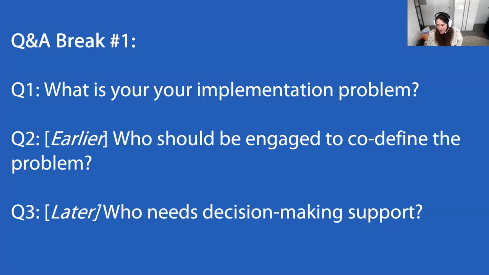We wanted to pause there, as we have considered 3 questions so far. What is your implementation problem that you might think this approach could be targeting? Who do you think should be engaged, and how are you making those decisions? And do you already have any insight about who might need decision-making support but currently doesn't have the resources? Is there anybody on the call who has some thoughts or questions related to these first objectives they want to run by the group?